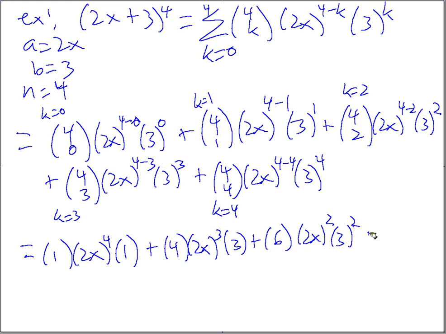Finally, actually a couple more terms to go. 4 choose 3, and 4 nCr 3 is going to be 4 as well. You're running out of space here. But 2x to the 1st power, 4 minus 3. 3 cubed, 27, but I'm just going to put 3 cubed there if you don't mind. And the 5th term here, 4 choose 4, 4 nCr 4 on my calculator is going to be 1. 2x to the 0 power, and 3 to the 4th.